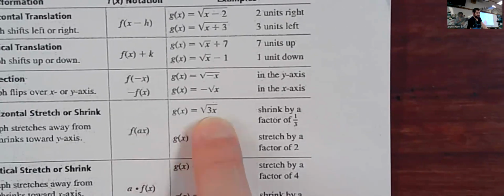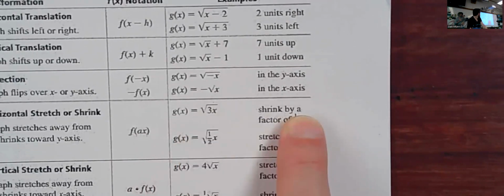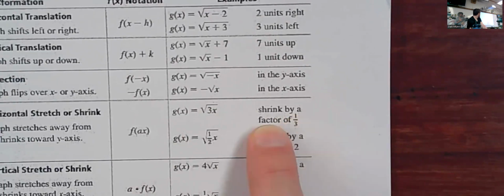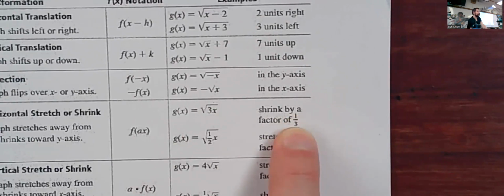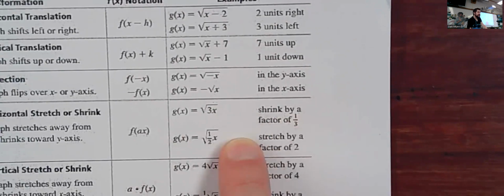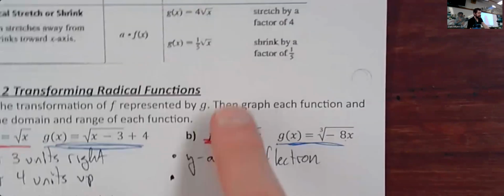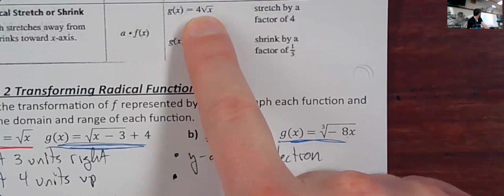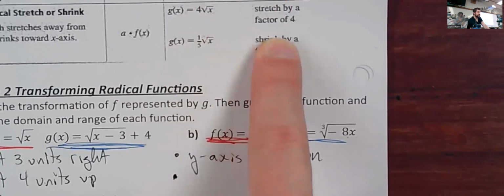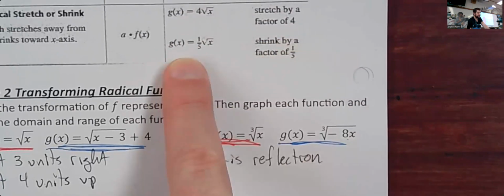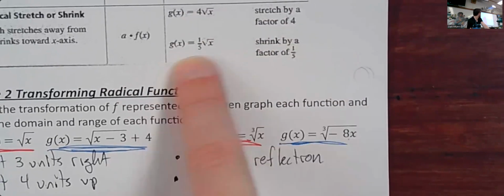In this case, the group is under the radical, 3 times x, 3x. This is a shrink. So it's a horizontal shrink by a factor of, it's the reciprocal, 1/3. This is another example of where a horizontal change is kind of the opposite of what you would expect it to be. If it's a vertical stretch or shrink, a vertical stretch by multiplying by 4 is just a vertical stretch by a factor of 4. If you multiply by 1/5, that's a vertical shrink by a factor of 1/5.